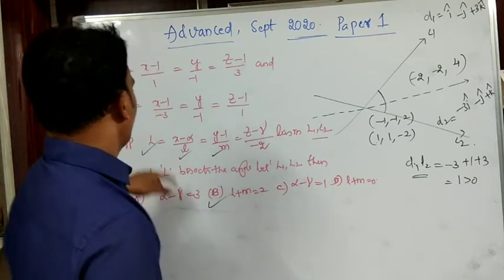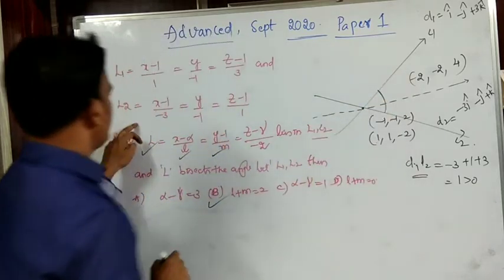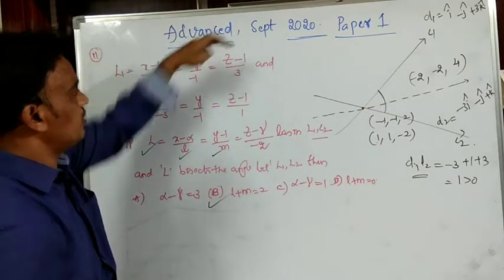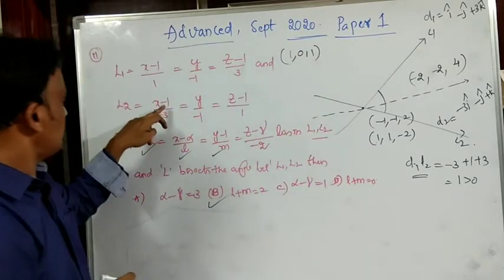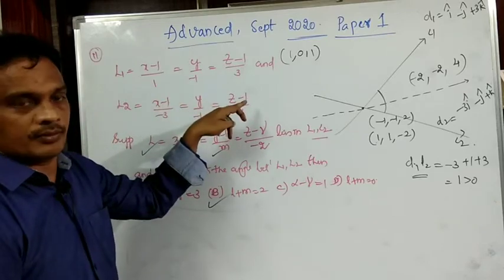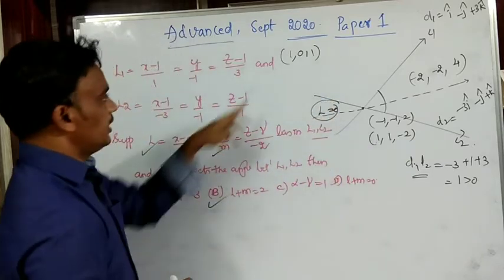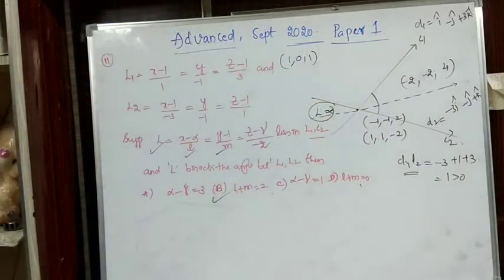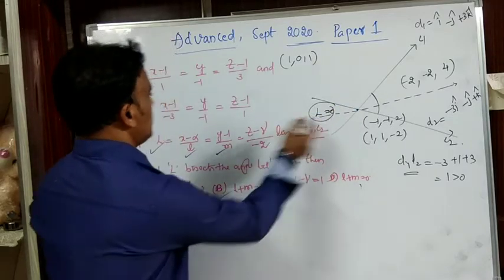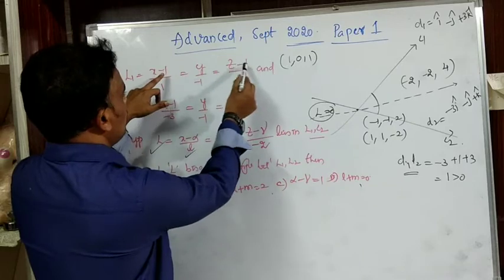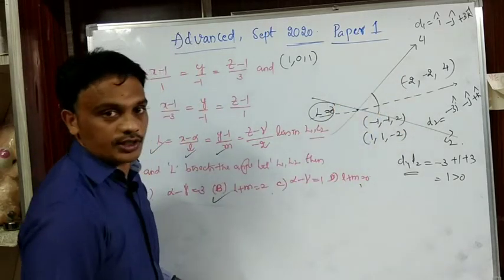And one more thing. Both the lines L1 and L2 intersect at one point. What is that point? 1, 0 and 1. Right or not? 1, 0 and 1. The line L is also passing through the same point, 1, 0, 1. Yes, it is passing through the point of intersection of L1 equals 0 and L2 equals 0.